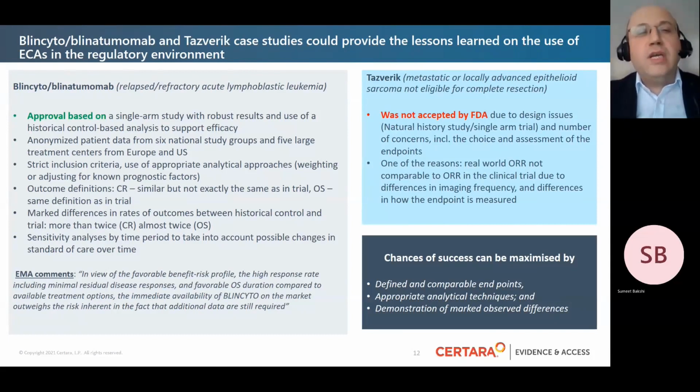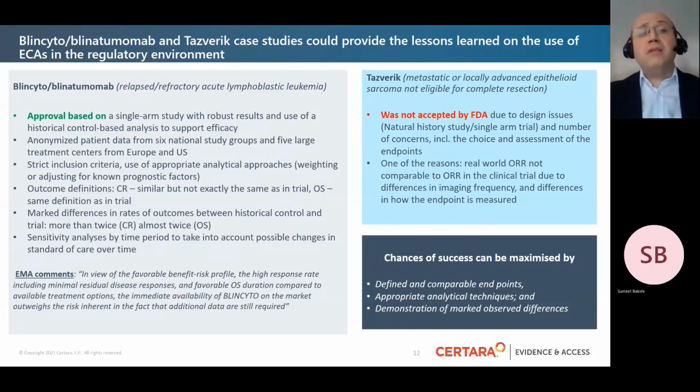However, even with the strict inclusion criteria, there were some differences in baseline characteristics between the trial and historical control arm. So they had to use appropriate analytical approaches, for example, weighting, adjusting for prognostic factors, propensity analysis. Also in terms of outcome definitions, while overall survival had the same definition as in the trial, complete response rate was similar, but not exactly the same as in the trial.